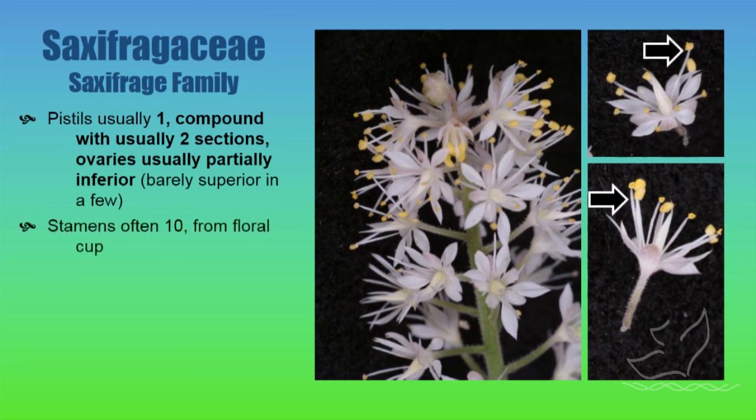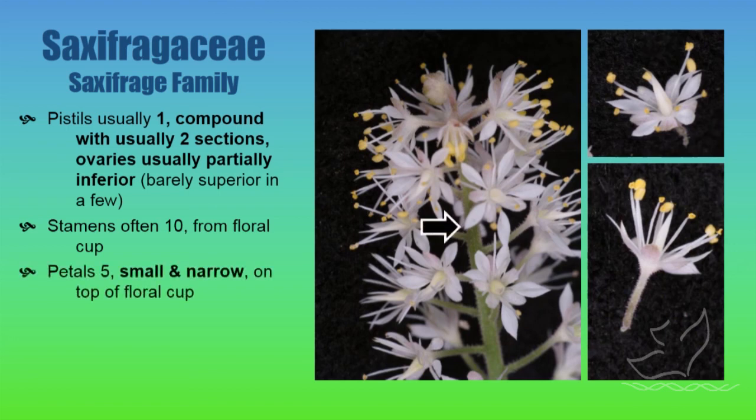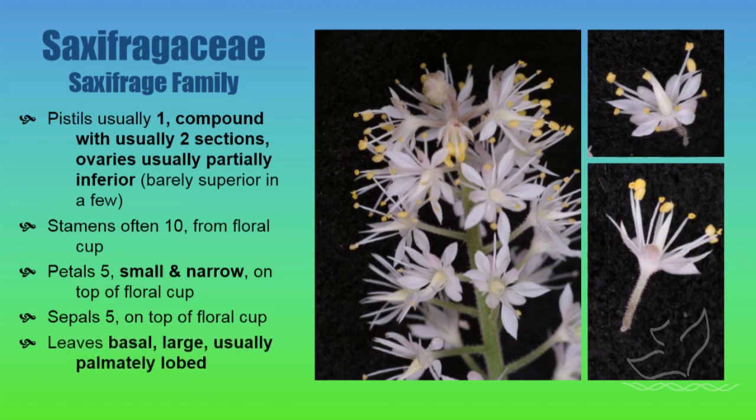Stamens are generally 10 in number, and they come off the top of the floral cup. Petals are 5. They are generally small and fairly narrow, and again come off the top of the floral cup. Sepals are 5 on the top of the floral cup. The leaves generally in this family are basal, large, and usually palmately lobed.